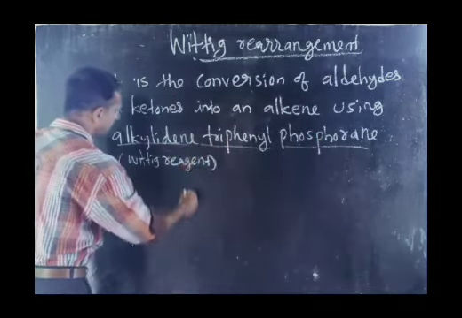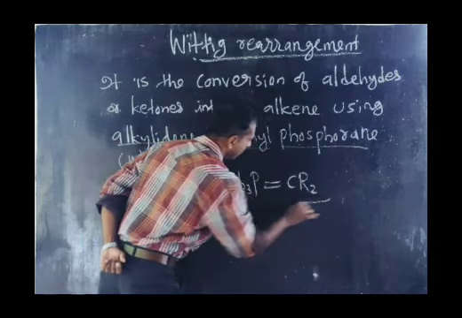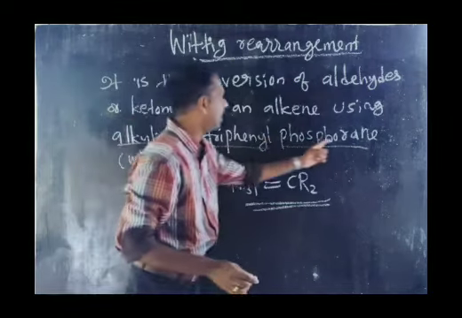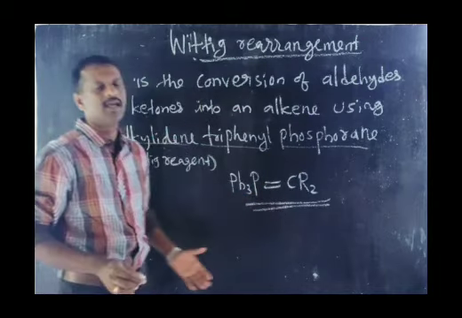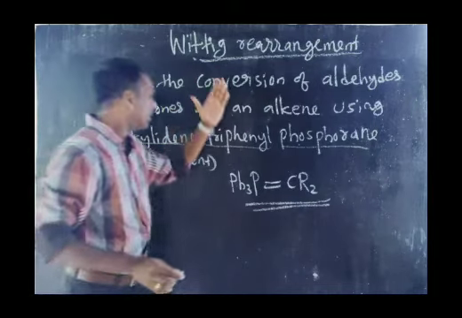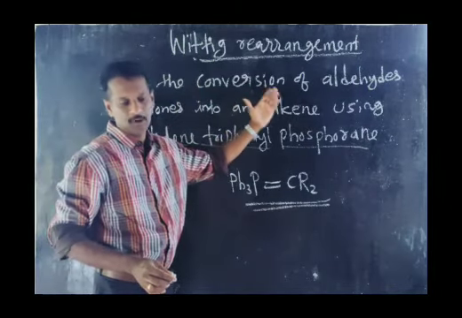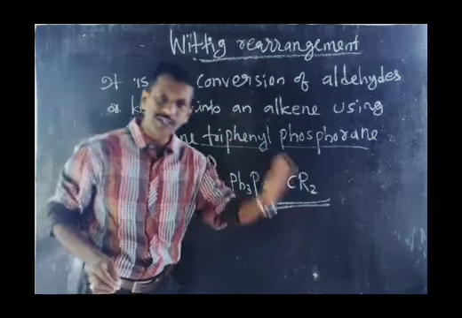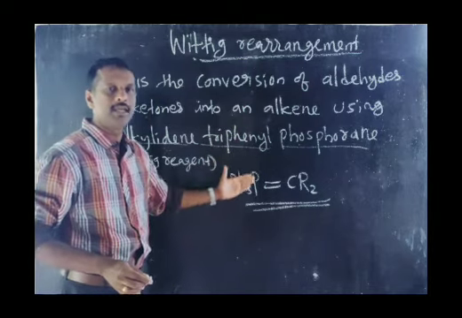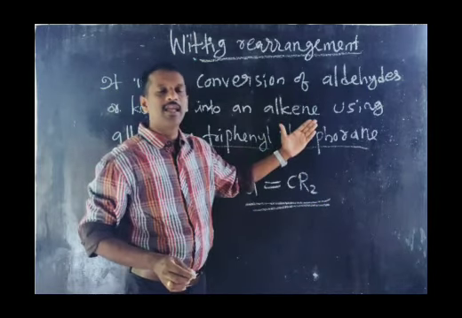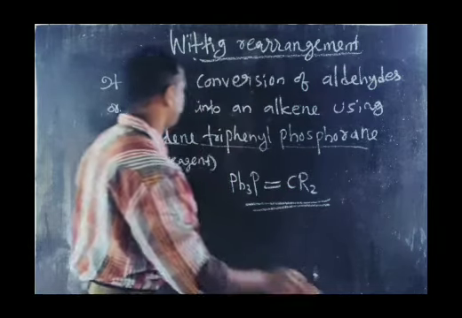Alkylidene triphenyl phosphorane. What is the formula? You can see that Ph3P=CR2 is the formula of alkylidene triphenyl phosphorane, which is known as a Wittig reagent. So when an aldehyde or ketone is treated with this Wittig reagent, it will be converted to alkene. This is what is called the Wittig rearrangement.